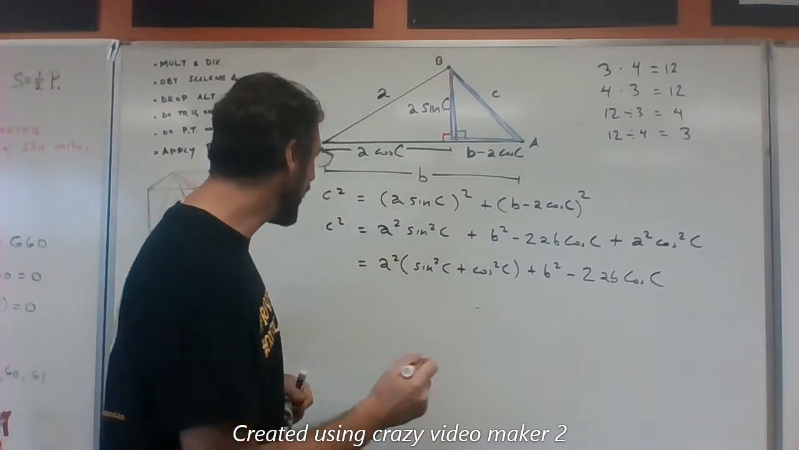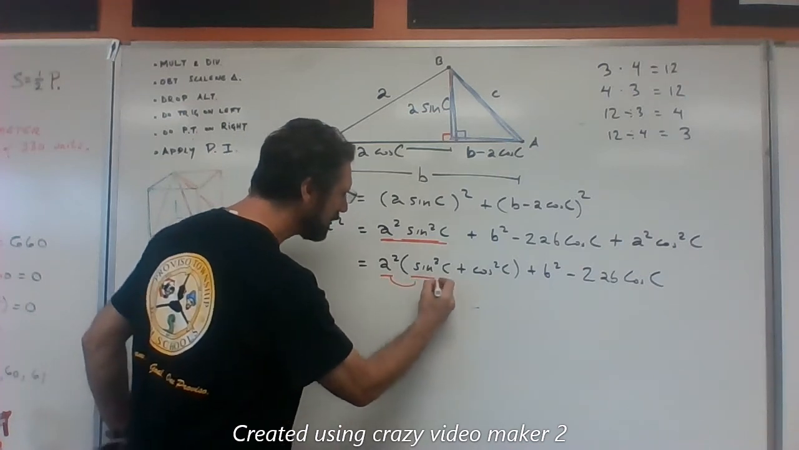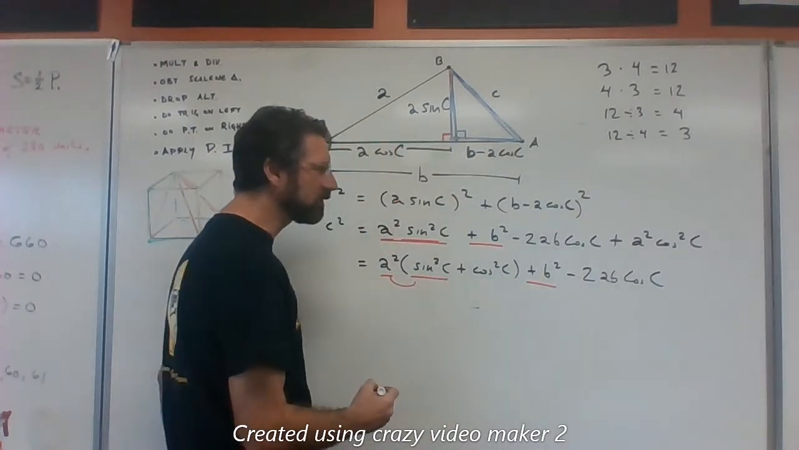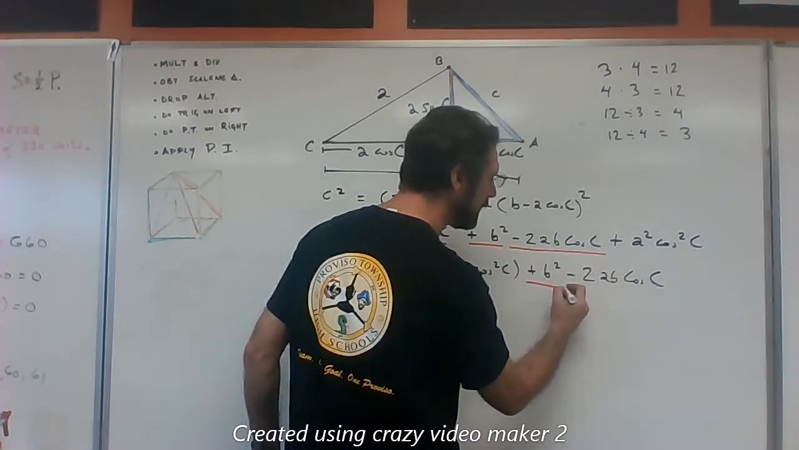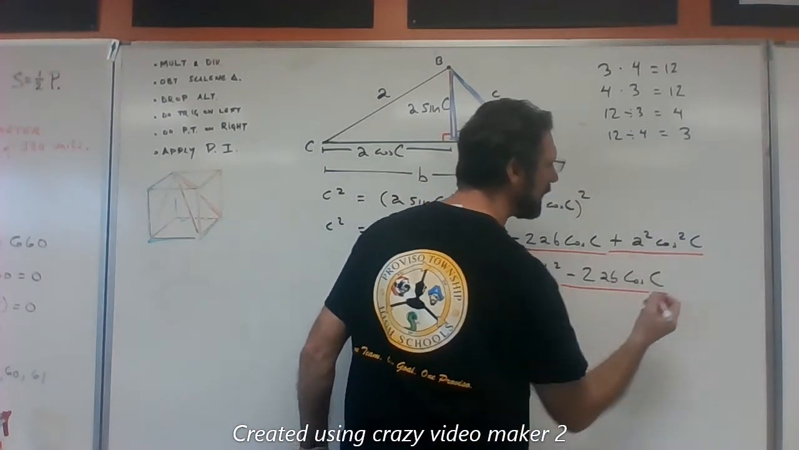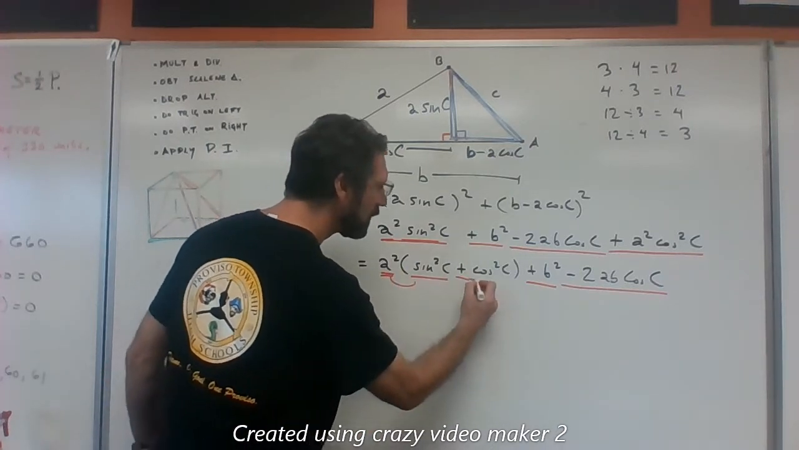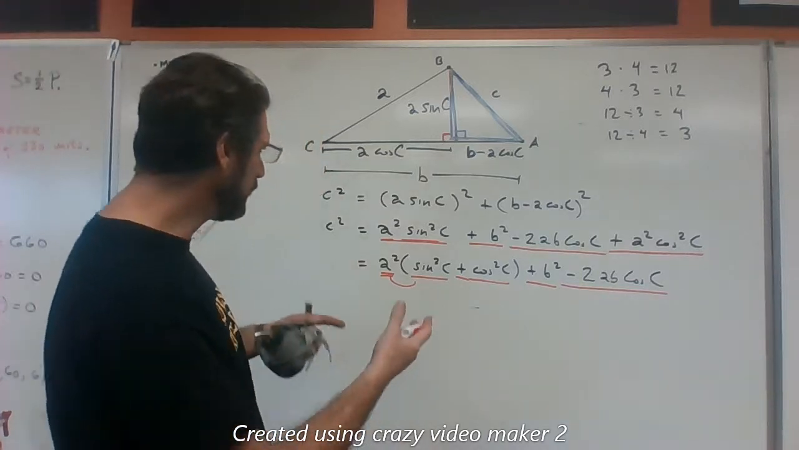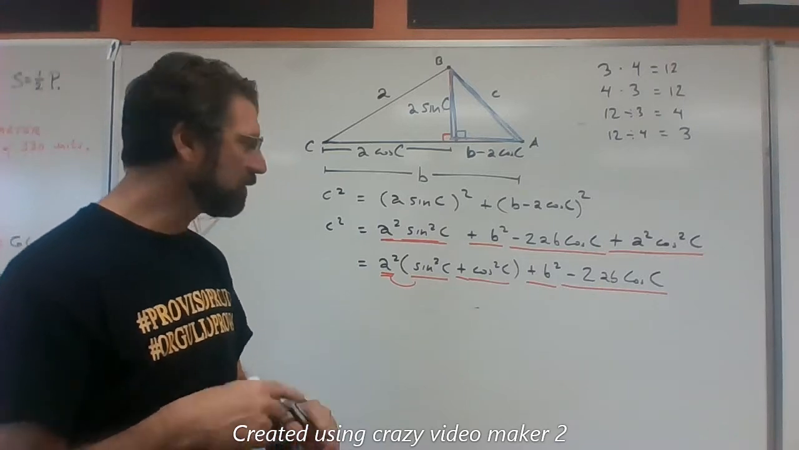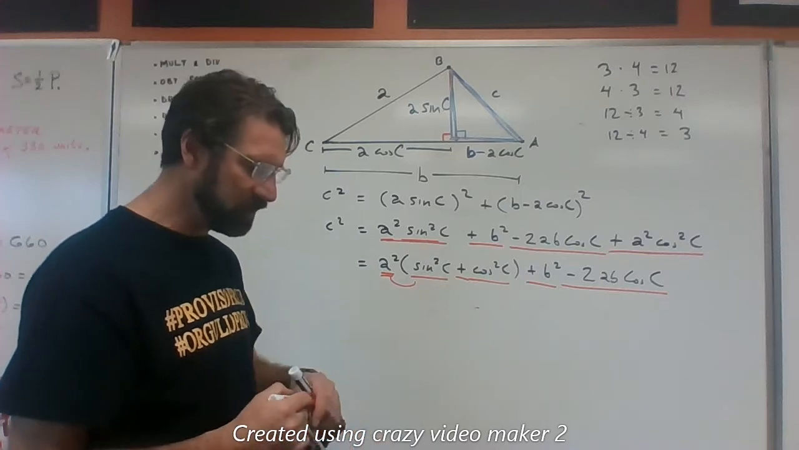So let's use this little red guy. Here I've got an a squared sine squared c. Here I've got an a squared times the square of the sine of c. Here I've got a plus b squared. Here I've got a plus b squared. Here I've got a minus 2ab cosine c. Here I've got a minus 2ab cosine c. Excellent. And here I have a plus a squared cosine squared c. Let's take a look at this. Is there anything up here that's not down here? Every single symbol, plus and minus, every single letter, every single number, every single trig function, it's all there.